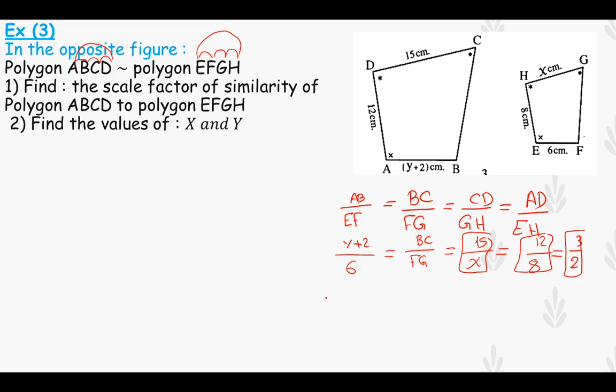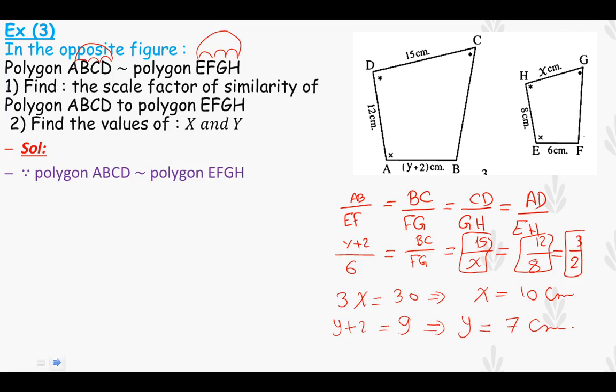Cross multiplication. So you can find that 3x will equal 30, divided by 3. So x will equal 10 centimeter. Okay, and also y plus 2, cross multiplication. y plus 2 will equal 6 times 3 over 2. 6 times 3 equals 18. 18 over 2 equals 9. Okay, 2 will go to the other side. So y equals 9 minus 2, which equals 7 centimeters. So here you find the scale factor of similarity, and also you find the values of x and y.